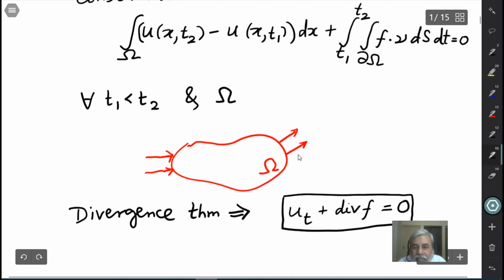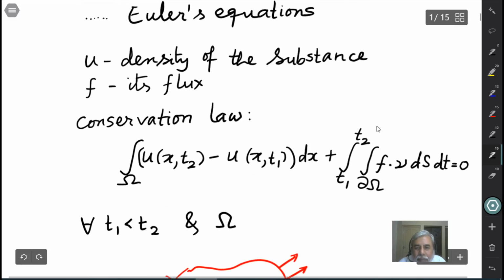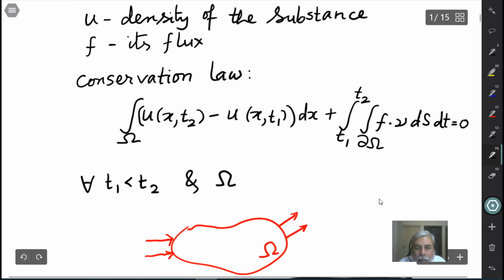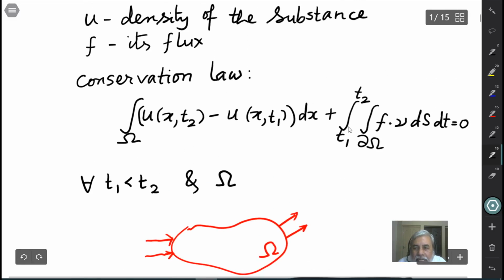At T1 it has entered and at T2 it has left, so this should be equal to minus, though I am taking that as plus. This F is the flux and nu is the outward unit normal as usual. So this is a general statement of a conservation law. Most of the time we are dealing with one dimensional problems, so omega is replaced by an interval. We'll see an example of traffic flow that is one dimensional. So this is the conservation law in integrated form.